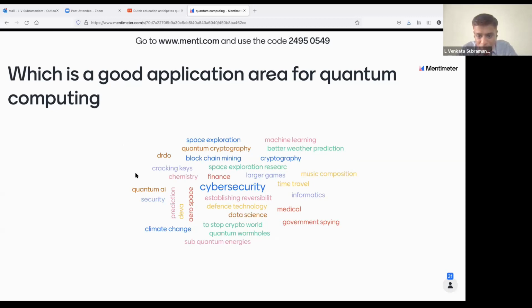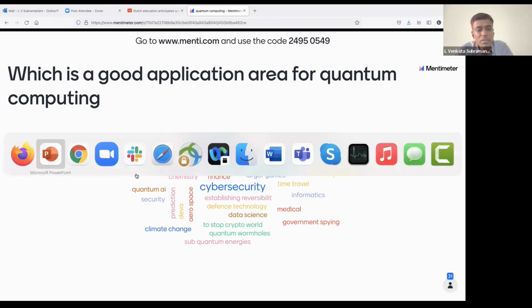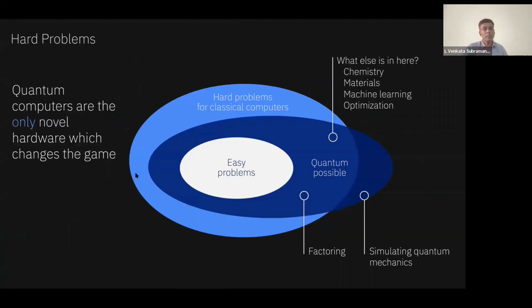Okay, so we have a lot of very nice applications that people think will be coming up, right? So let's look at the applications that we are seeing today. What are the applications where we are seeing adoption? Before we go there, let's look at what the problems are which are hard for classical computers.